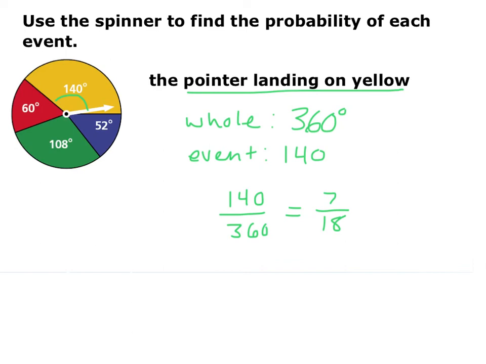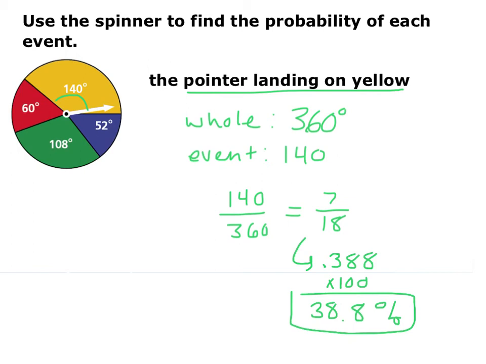We can change this to a decimal just by dividing 7 by 18, which gives us about 0.388. And then we can multiply this times 100, which would give us our percentage, which would be 38.88. It's 8 repeating, but we can just put it as 38.8%. So we have a 38.8% chance that our pointer is landing on yellow.